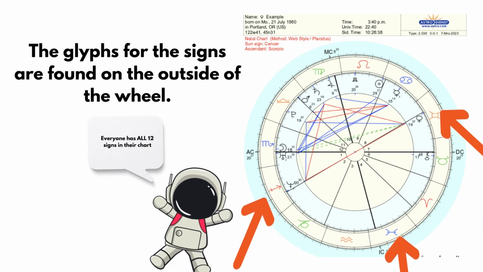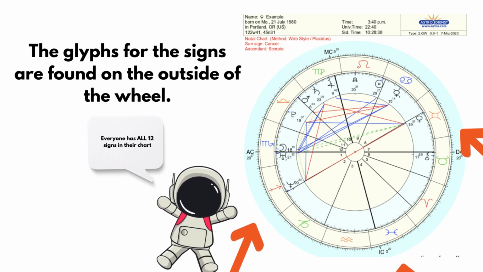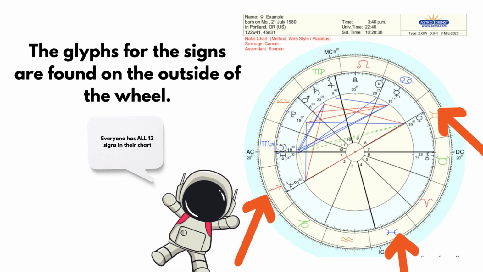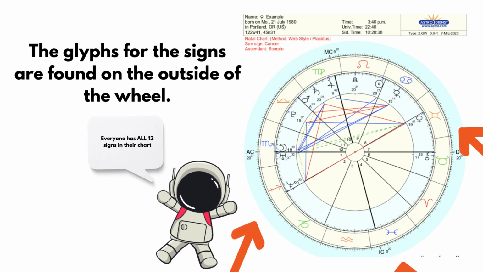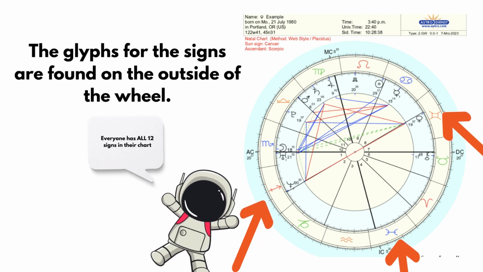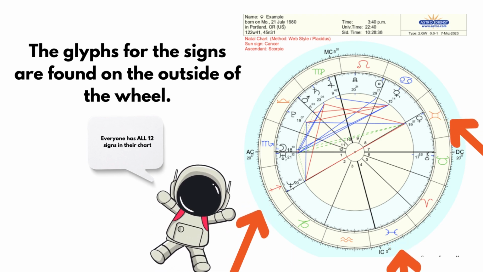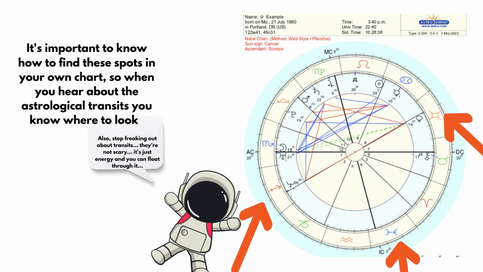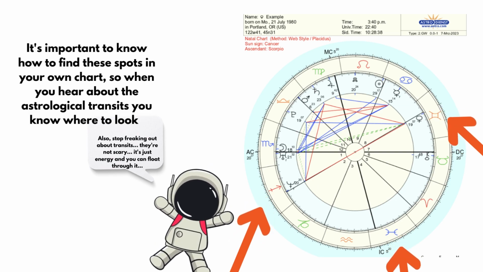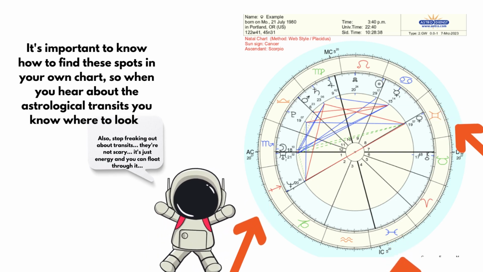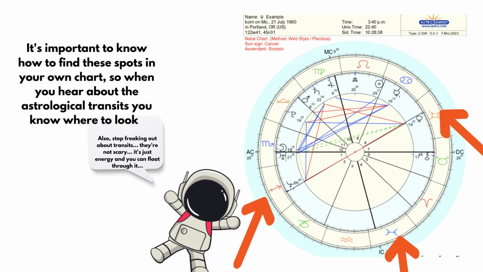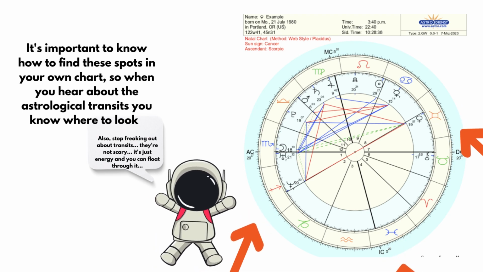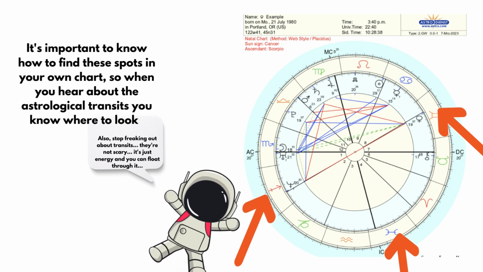Now, if you're looking for a transit, if someone's saying Venus is retrograde in Leo, you have to look on the outside part of the wheel for where that would be. So you look outside, look at where those arrows are pointing. It's important to know how to find these spots in your own chart. So when you hear about astrological transits, you know where to look.